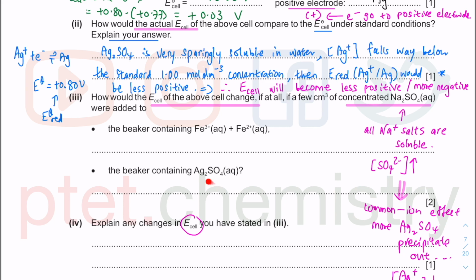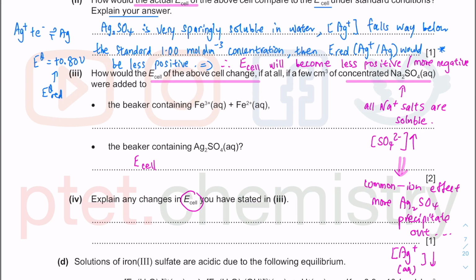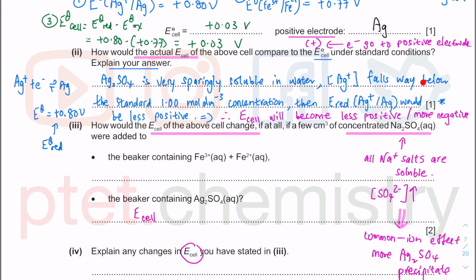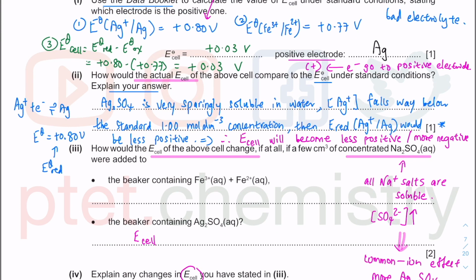If I add it to the Ag2SO4 there, the E cell would behave the same as here just now, because here my Ag+ concentration drops, so this equilibrium will shift to the left. This will become less positive, so the E right becomes less positive. Less positive minus the same value, your E cell will become less positive. So E cell becomes less positive, or if you want, you can say more negative. That would be okay as well.